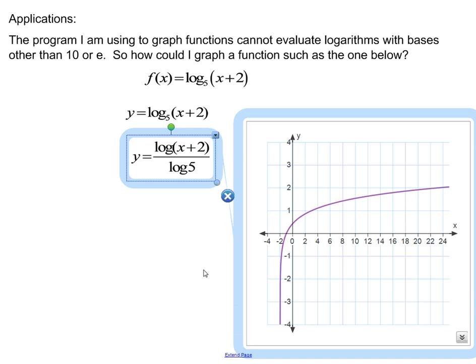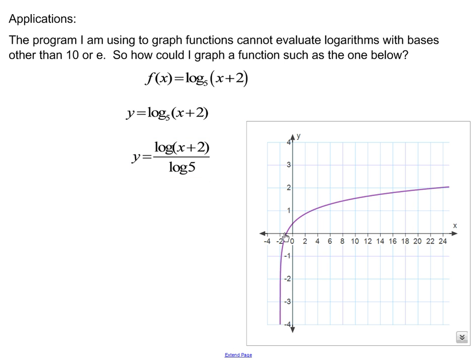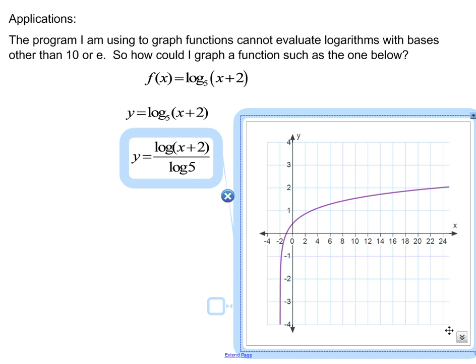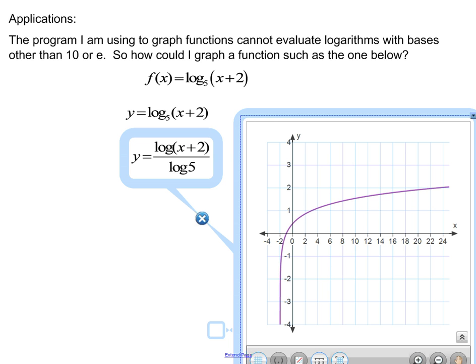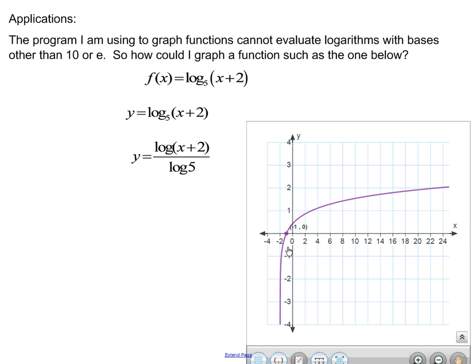There it is. There's my graph. It's a graph that has a vertical asymptote at x equals -2, passes through the x-axis at x equals -1. See if I can actually get this thing to do something with it here. Plot some points. Here we go. It actually passes through the graph at (-1, 0), would pass through the point (3, 1), would pass through a point like, let's see, (23, 2), right? These are all points on this graph.